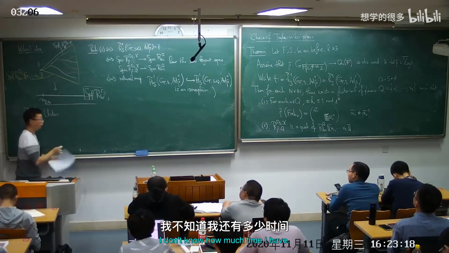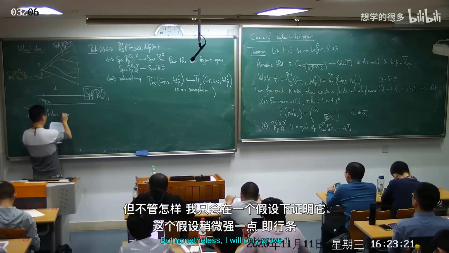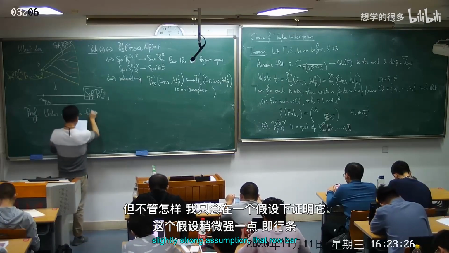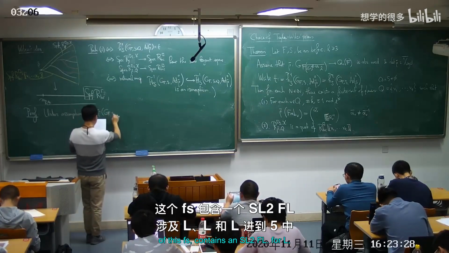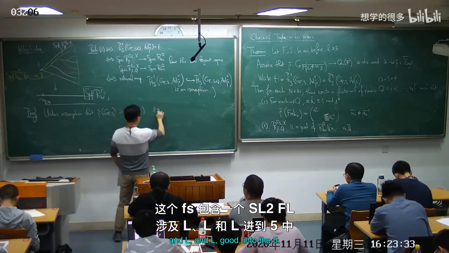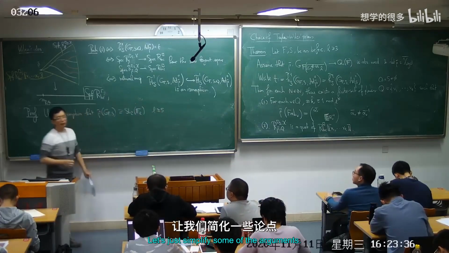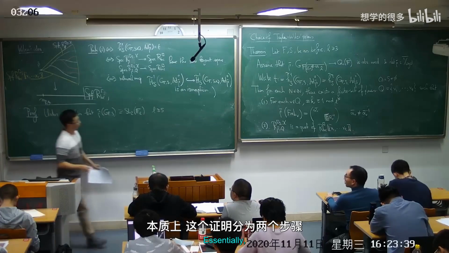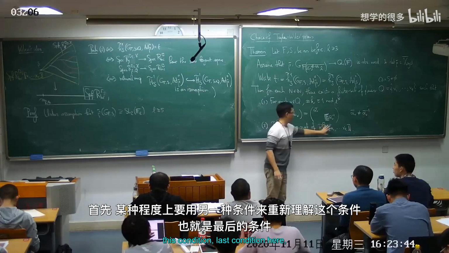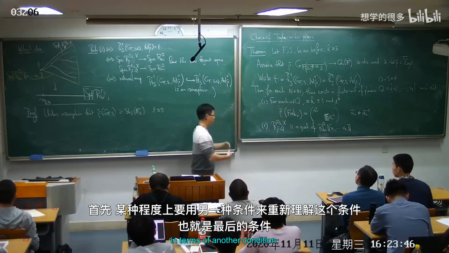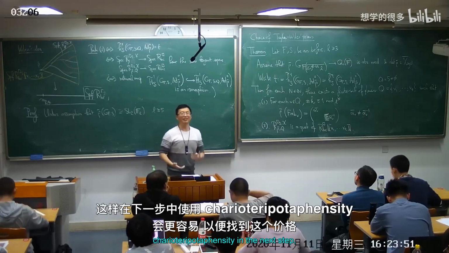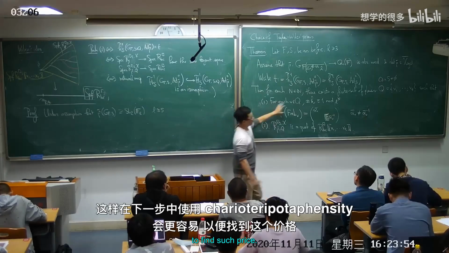I don't know how much time I have, but nonetheless, I will only prove it under a slightly stronger assumption that rho bar of this G_{F,S} contains an SL2(F_l) for l greater than some bound. That should simplify some of the arguments. Essentially, there are two steps of this proof. First is to reinterpret this last condition in terms of another condition, which is easier to use with Chebotarev's density in the next step to find such primes.